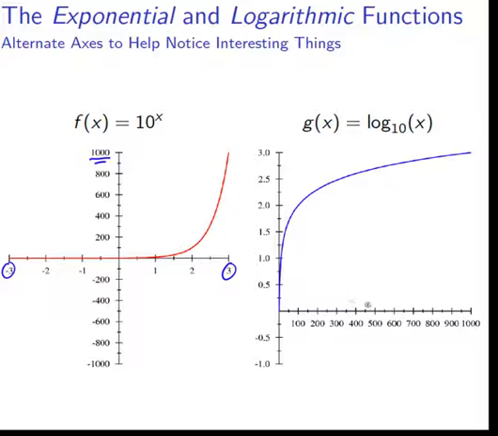Logarithmic functions, they're going to take forever to even get to reasonable numbers, right? We have to get to 1,000 before we even manage to make it up to a height of 3. So they grow really, really slowly. So the height growth on logarithmic functions is really, really slow and slows down massively the farther you get out, whereas exponential functions are really, really fast and increase massively the farther you get out.